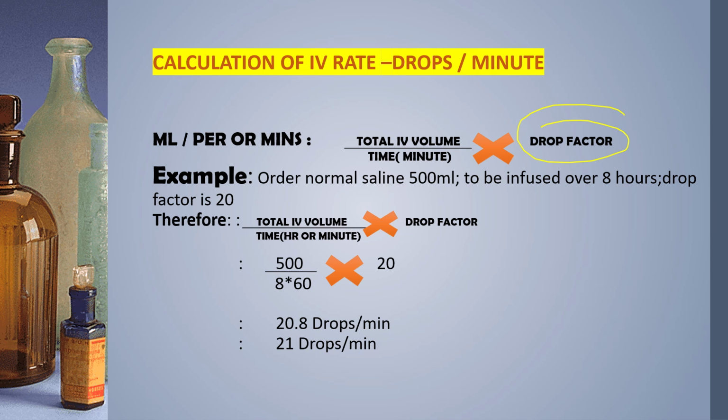Okay. So next, how is the formula going? As I told you, for a blood giving set it will be 15. For normal sets it will be 20, and for micro it will be 60. So this is a normal set, so you already have the drop factor 20 given to you. The total volume is 500 divided by 8 into 60. I have converted into minutes because they want it in minutes. So into 20, so 20.8 drops per minute. We never give 20.8. We always round it to the nearest whole number. So it is 21.